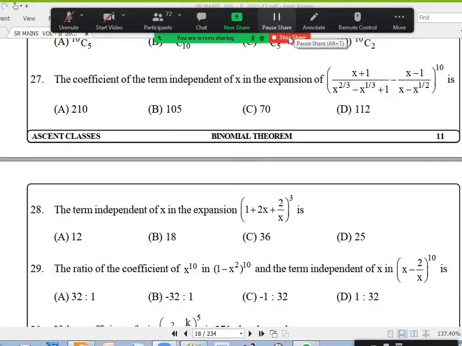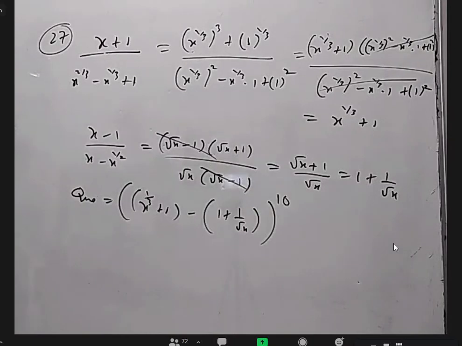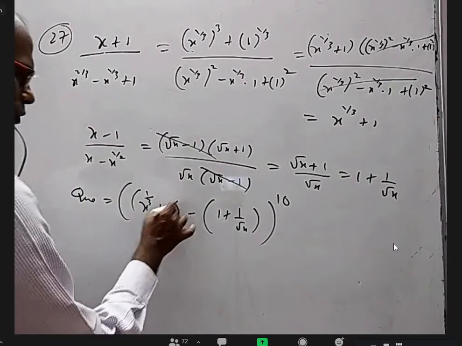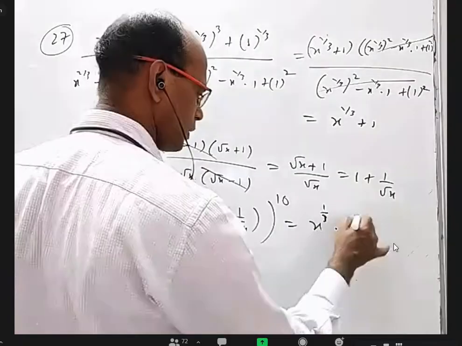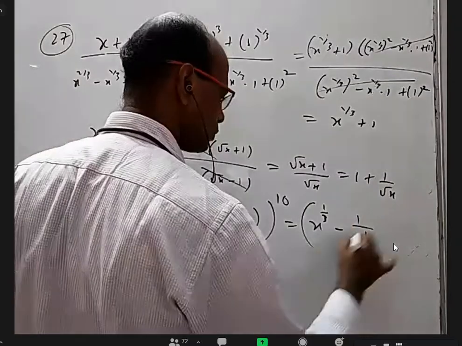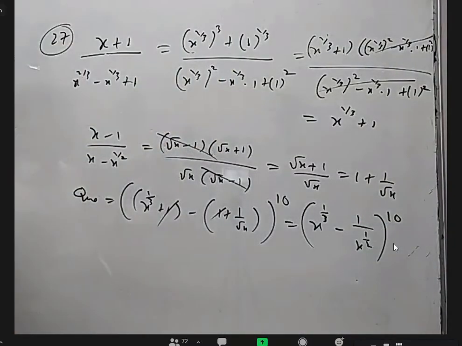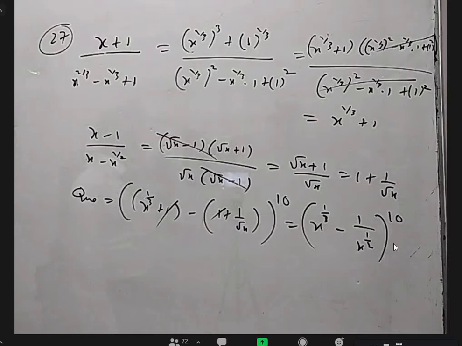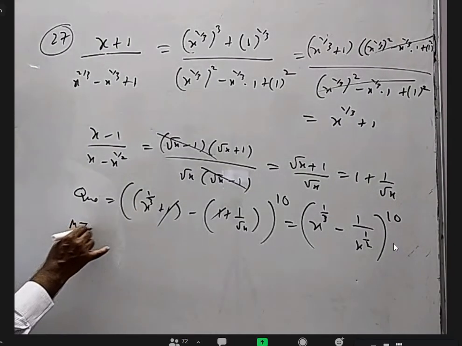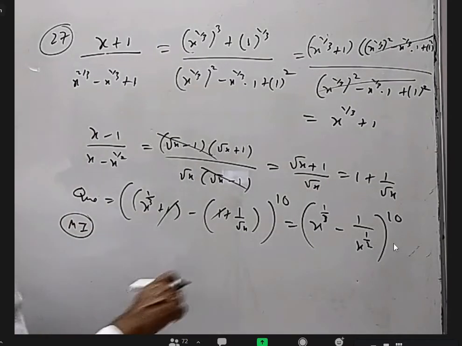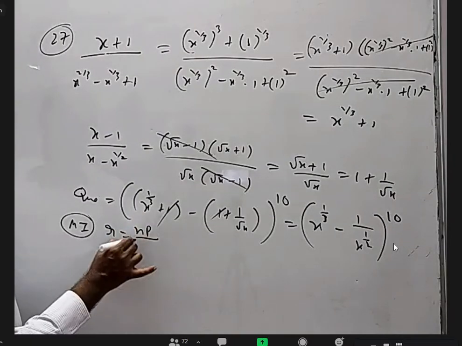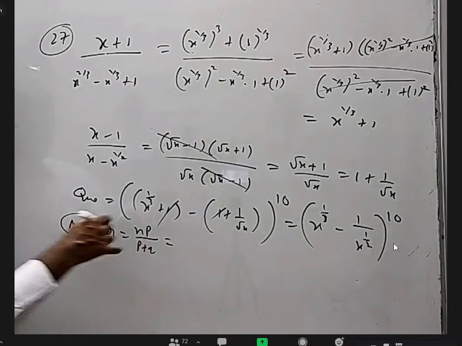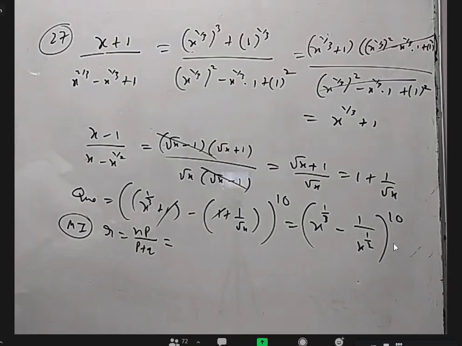Yeah, whole power 10. Now they want the term independent of x, the constant. I can cancel 1 here, 1 here. Finally, I'm left with x power 1 by 3 minus 1 by x power 1 by 2 whole power 10. They have to find a term in which x is not there at all. How to do that? 3 methods. Method 1. We have a standard formula that the r value for the term which is independent of x is np by p plus q. In the class, I told this formula and I derived it.